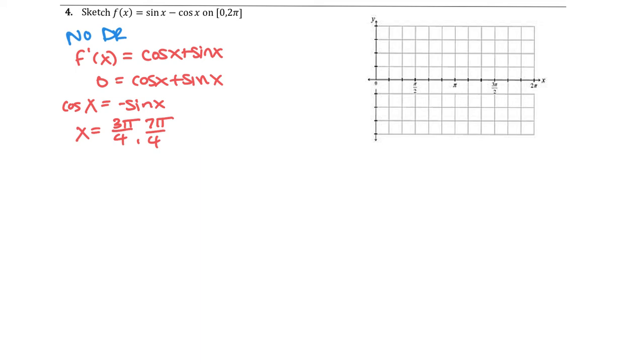So this function on number 4 is a combination of sine and cosine, neither of which have any domain restrictions. So our function isn't going to have any domain restrictions. Our first derivative is going to be cosine of x plus sine of x.